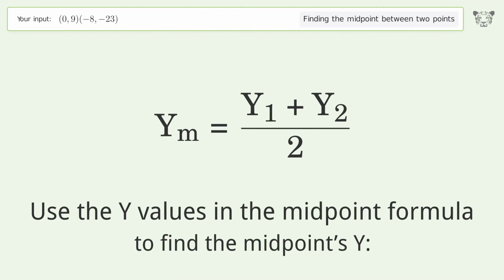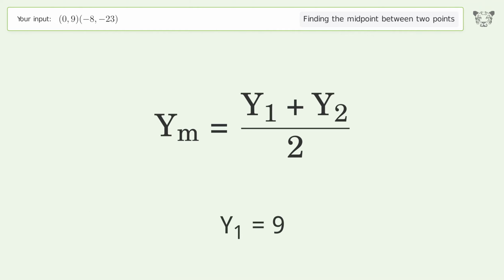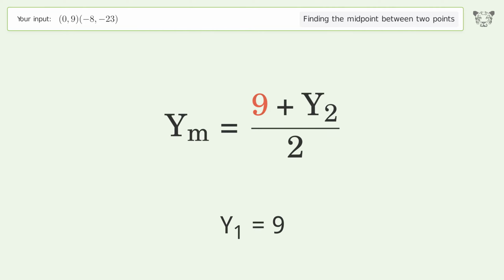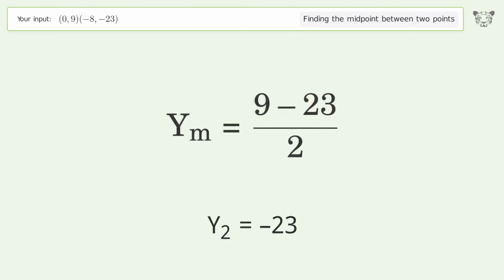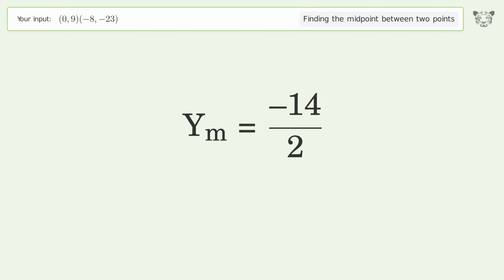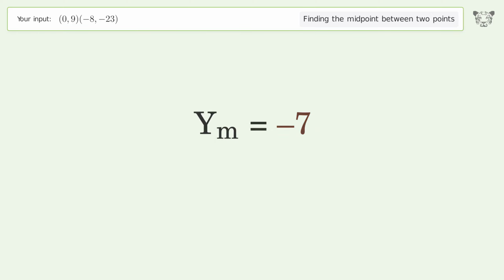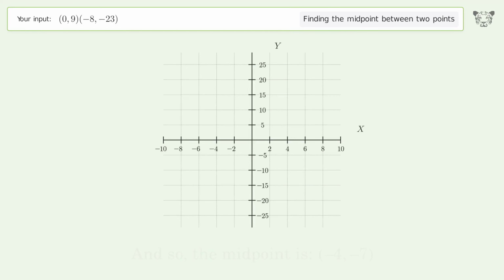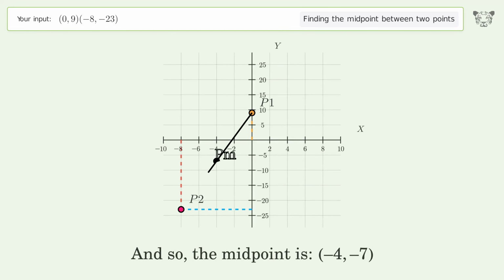Use the y values in the midpoint formula to find the midpoint's y. y1 equals 9. y2 equals -23. Simplify the arithmetic. And so, the midpoint is -4, -7.